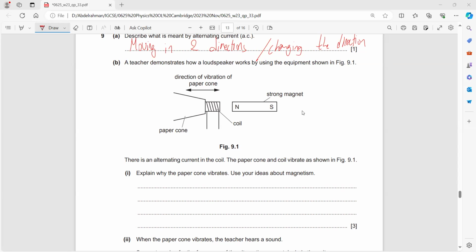Intersection between the two magnetic fields of the magnet and the coil, causing movement of the paper cone up and down, or left and right. Intersection. No, I won't say intersection here. I will say that it attracts. Okay. And then it repels. Why does it attract and then repel?